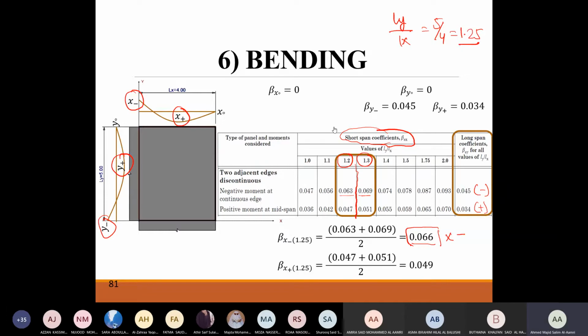For x positive, I'm going to do the same thing. It is 0.047 plus 0.051 divided by 2. So we are going to get 0.049, and this represents your x positive. Are we okay till now? Okay. Now, the next step after finding the coefficient. Which step, Bushra? Which one is not clear?